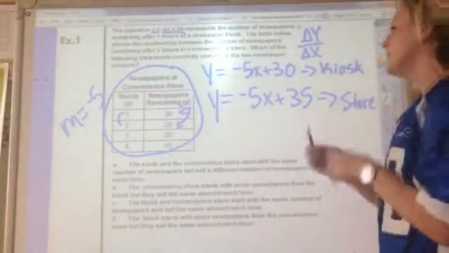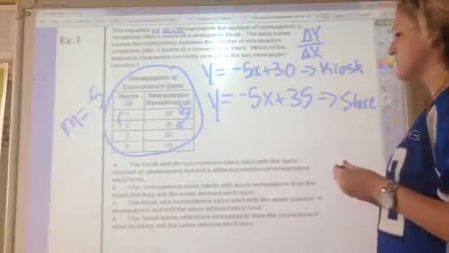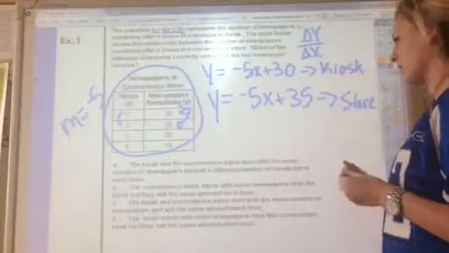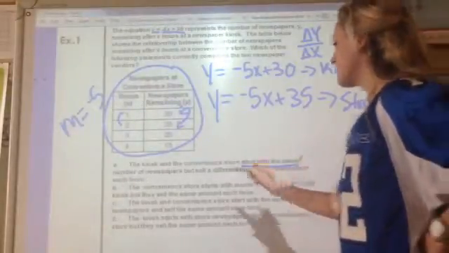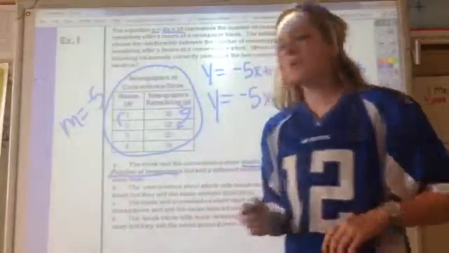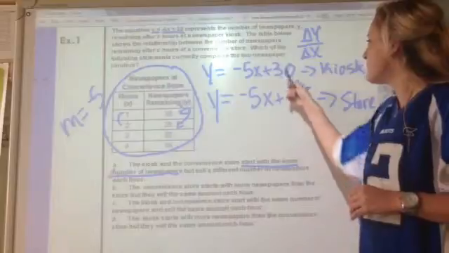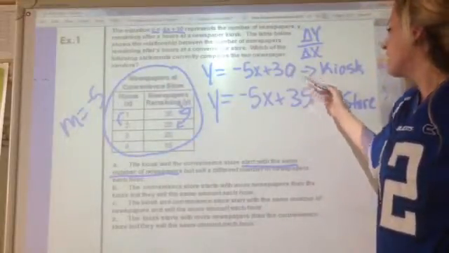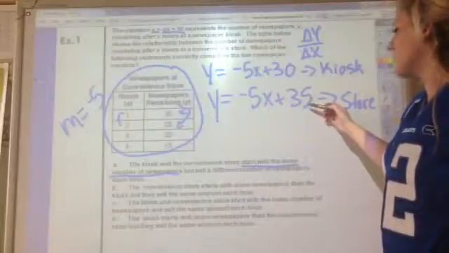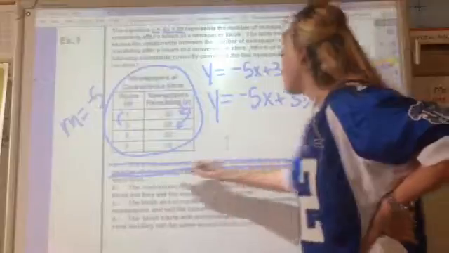So A, the kiosk and the convenience store start with the same number of newspapers but sell a different number of newspapers each hour. Okay, so if they start with the same number of newspapers, that would mean that their initial value or their y-intercept would be the same. But if I look at these 2 equations, I see that for the kiosk, I have an initial value of 30. And for the store, I have an initial value of 35. So A cannot be true because that is not a true statement.